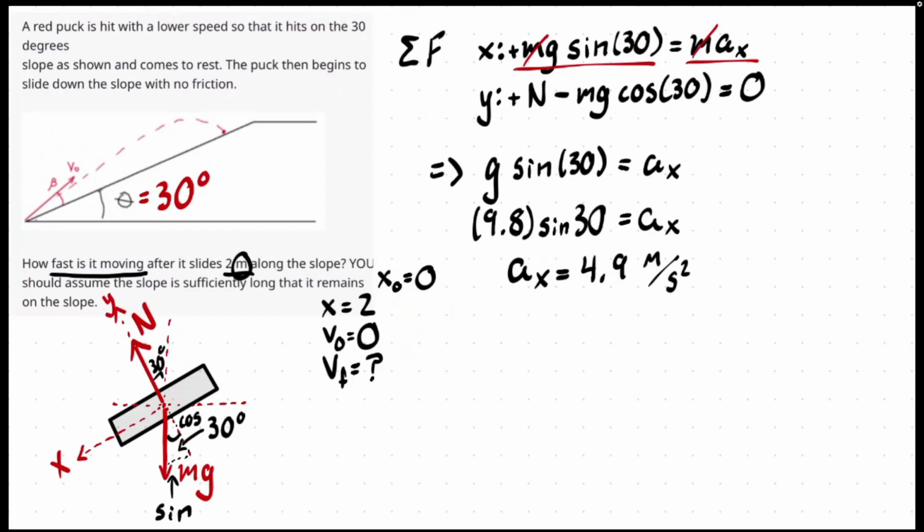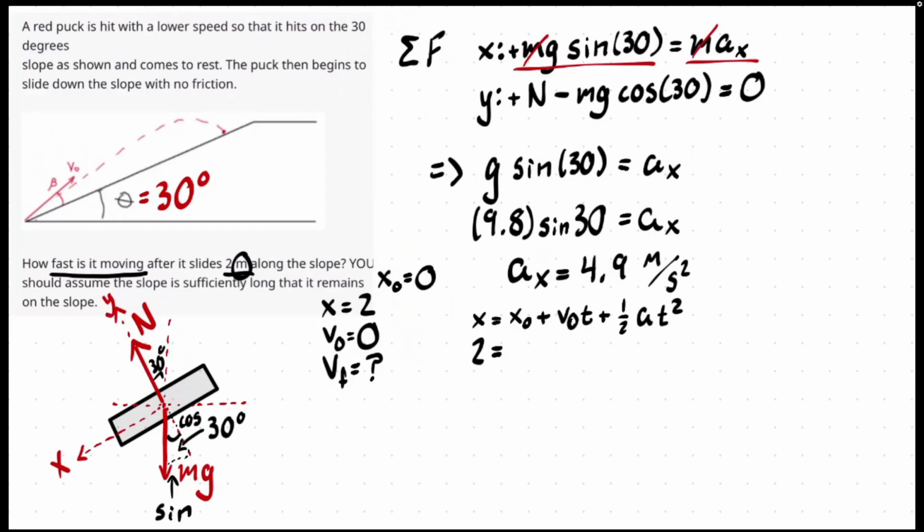So let's analyze this. We can use our x kinematic equation for position, where we know that x, or an x distance, is equal to the initial x value, or x naught, plus the velocity initial times the time, or velocity naught times time, plus 1/2 acceleration times time squared. So we can treat this x value as 2, because that's how far we want to go, and we can solve for time in this equation.